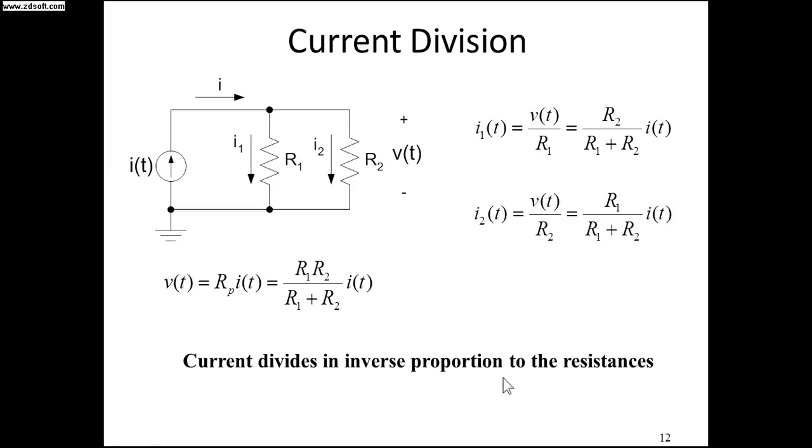So what we have observed so far, in the case of current, is that current and resistance are inversely proportional. That gives the current division rule, and in the case of the voltage division rule, voltage and resistance are directly proportional.